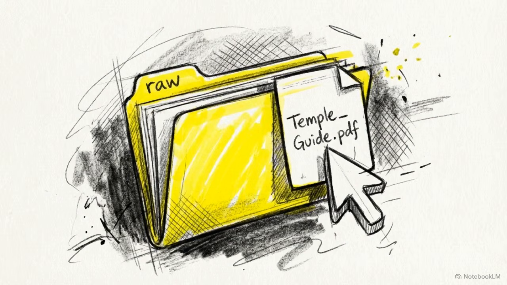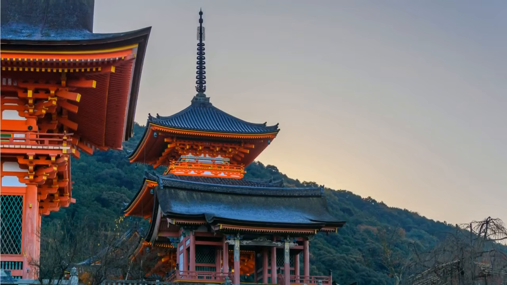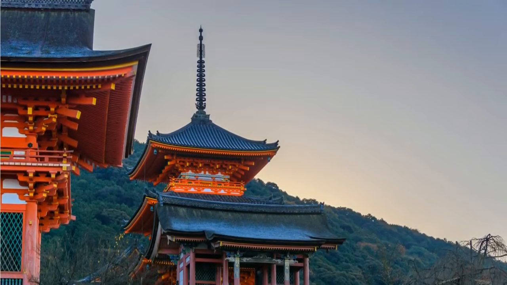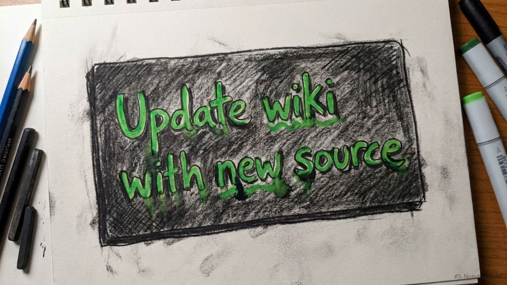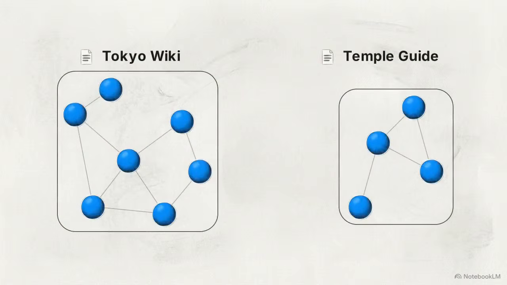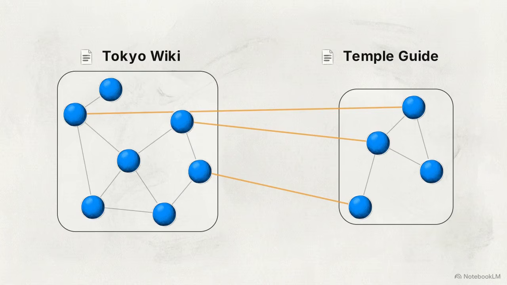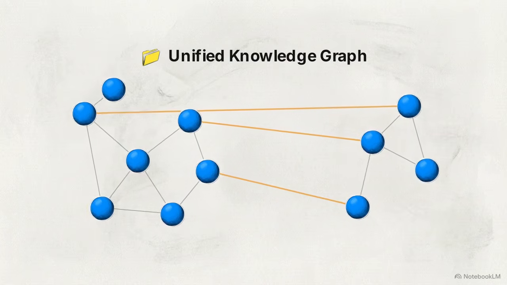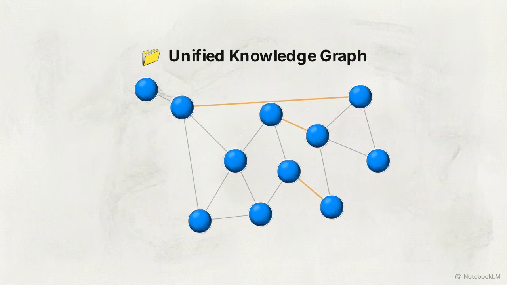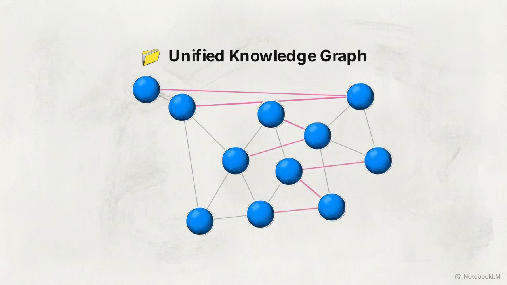We can test the system's adaptability by adding a second, related document to the raw folder. For this example, we'll use a specific guide for visiting historic temples. Run the same ingestion command in Claude Code. The AI reads the existing neighborhood pages and updates them to weave in the new temple locations it just discovered. The graph view now shows synthesis occurring between the original Tokyo data and the new temple information.